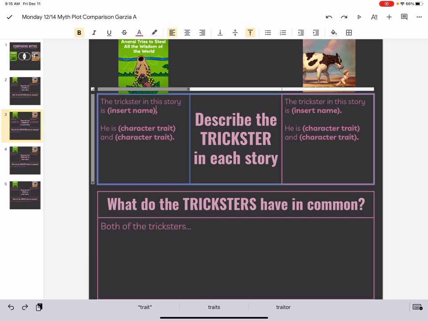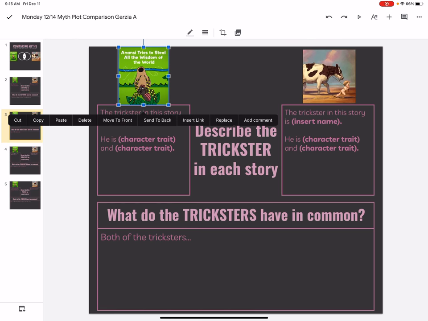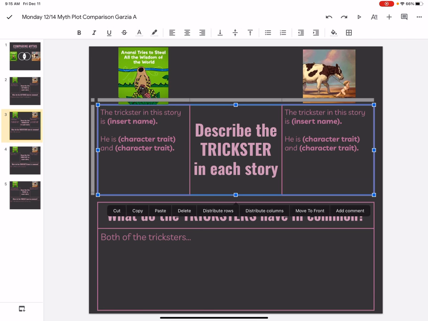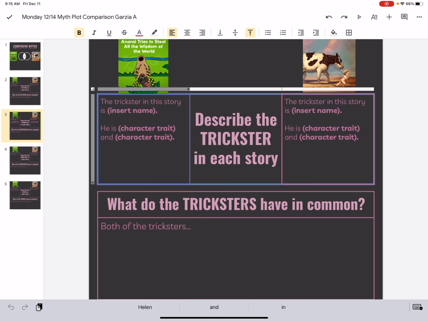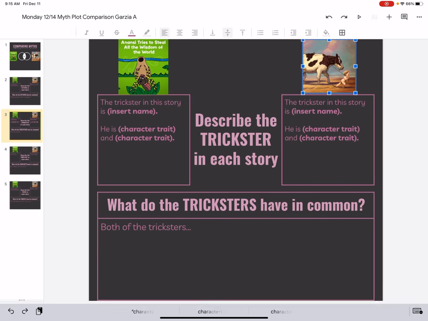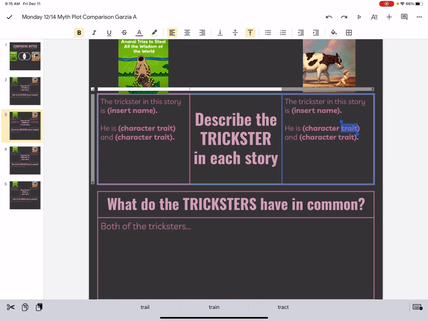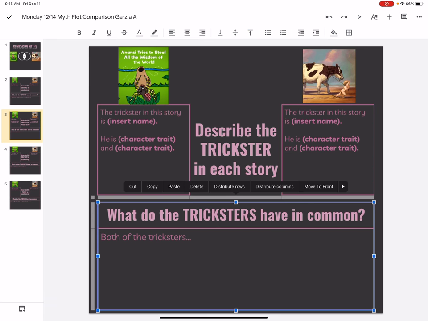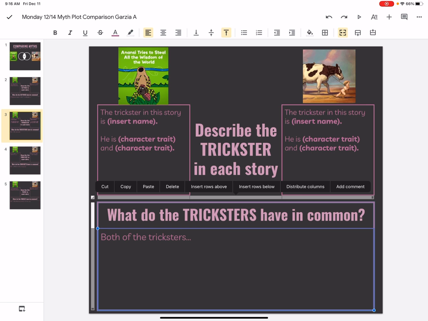And just to clarify, you see these pictures? We're talking about Anansi tries to steal all the wisdom in the world in this box. Whenever we come over here, we have a picture of Hermes, so we're talking about Hermes in this box. Come down to the bottom and tell me what's similar between the two tricksters. What do they have in common? Both of the tricksters, and then tell me how they're similar.